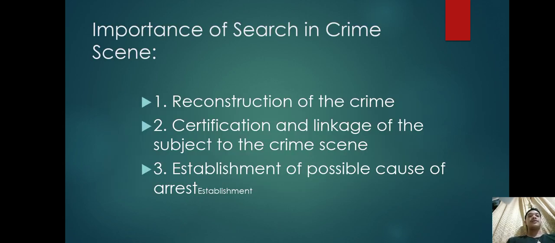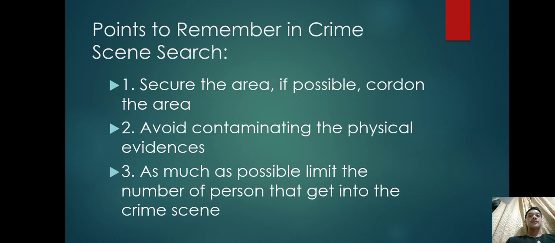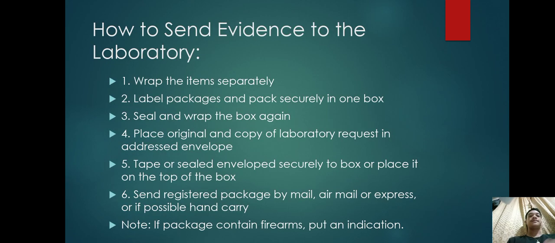Importance of search of the crime scene: reconstruction of the crime, certification and linkage of the subject to the crime scene, and establishment of possible cause of arrest. Points to remember in crime scene search. Number 1, secure the area. If possible, cordon the area. Number 2, avoid contaminating the physical evidence. Number 3, as much as possible, limit the number of persons that get into the crime scene.